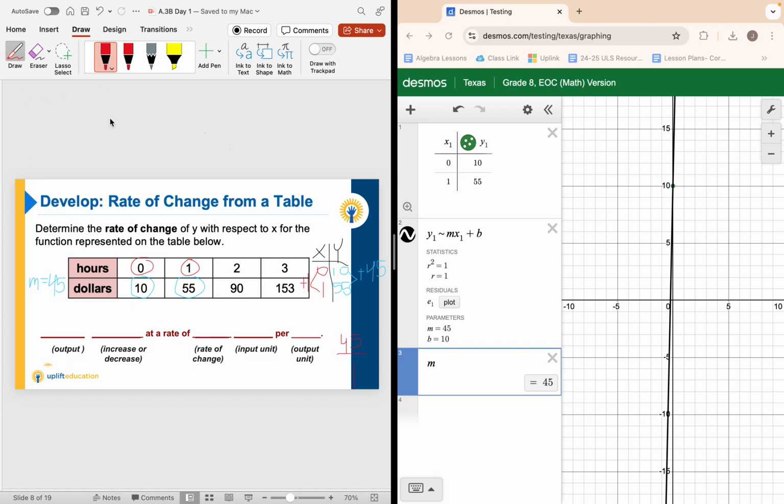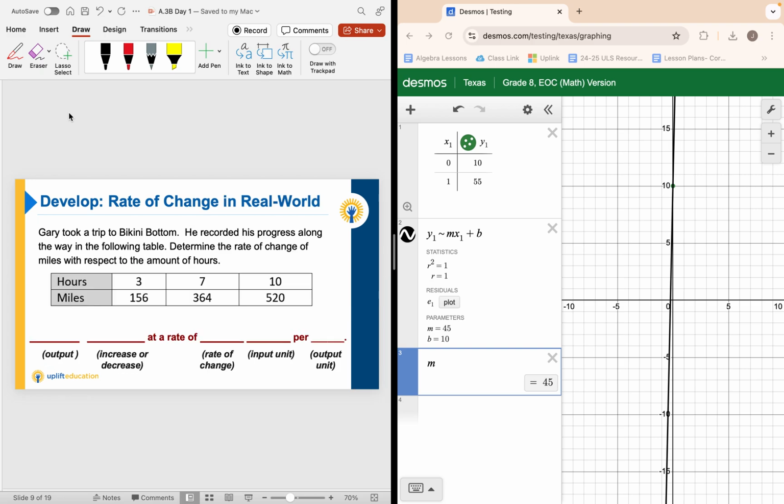Okay, so let's fill in our sentences here. Our output value is our dollars. Remember, our output is how much we're trying to make, our dependent variable. The independent variable is going to be our hours. So as we can see, our dollars continue to increase at a rate of 45. And this should be changed. This should actually be dollars per hour.